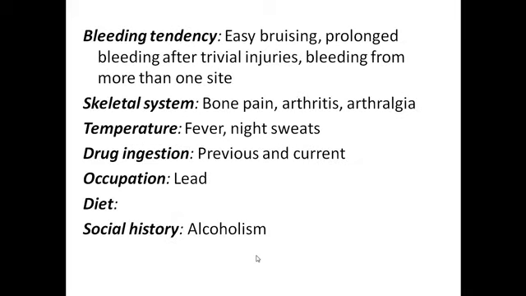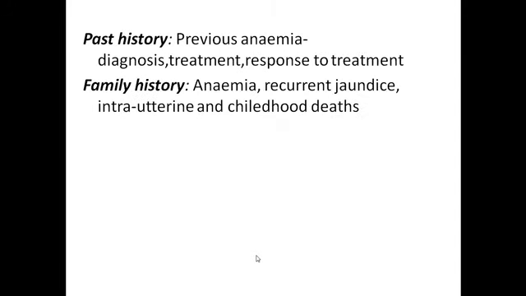Bleeding tendency, easy bruising, prolonged bleeding after trivial injuries. If we find bleeding or easy bruising, we have to think there is some clotting abnormality along with anemia, maybe leukemia, or bone marrow infiltration disorders, even aplastic anemia. Skeletal system: bone pain, arthritis, arthralgia. Also temperature, drug interaction, occupation, diet and social history. All of these points are very important for evaluating a patient of anemia.